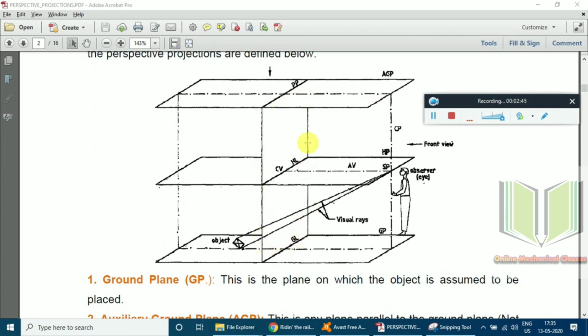This is called your picture plane. If you have the object here and the observer views that object, it will be captured in the picture plane. This is the picture plane, and this is the observer, and this point is called the stationary point, and this is CV, center of vision. This is the fixed point, and these are called the visual rays.